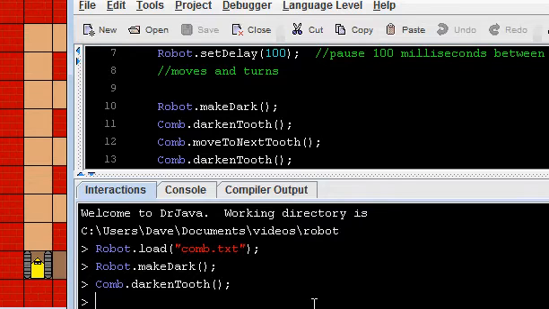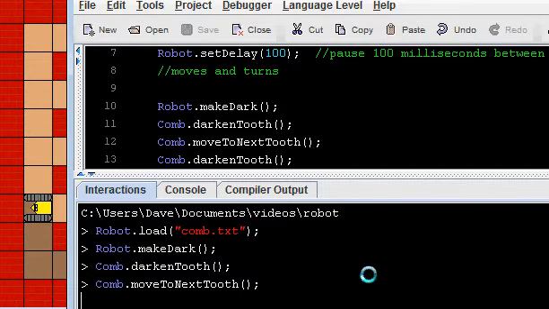Okay, now we will comb move to next tooth, and I'm getting these just by running the lines of code in this program one at a time. Comb, move to next tooth, so we're on this line, and we would expect it to advance to this part. And it does advance there. Now, I'm very suspicious that my robot has changed direction here. But just for fun, let's darken the next tooth.